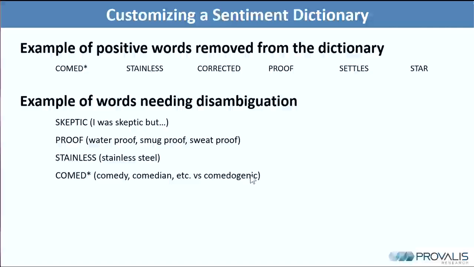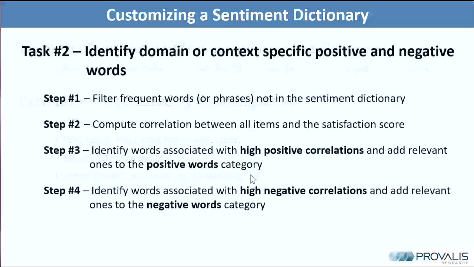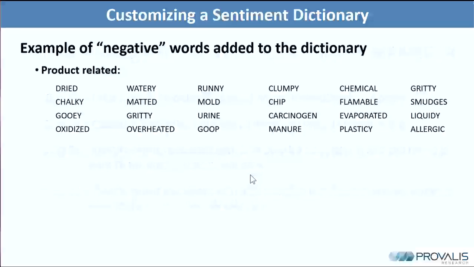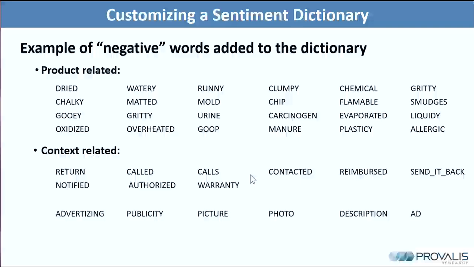After cleaning the existing dictionary, the next task was to identify new words that could be added to the dictionary in order to better predict sentiment. To achieve this, we analyzed the most frequent words not already in the dictionary and saw those positively or negatively related to satisfaction score. Here are some examples of words that were not in the initial dictionary but were quickly identified as negative. Several of those were related to the product properties like its appearance, texture, smell, or defects.